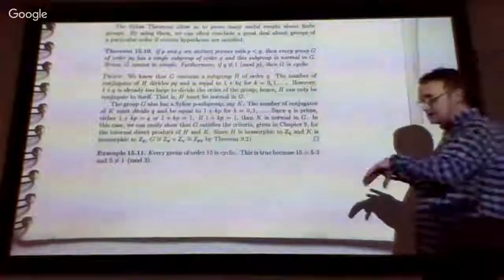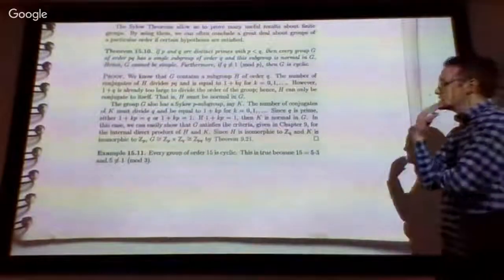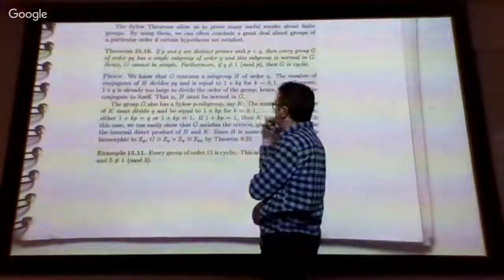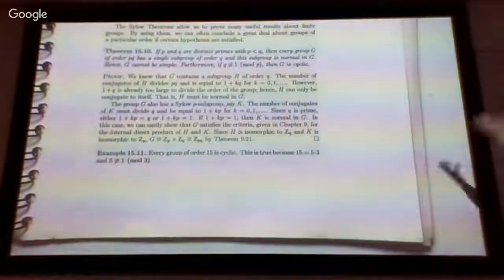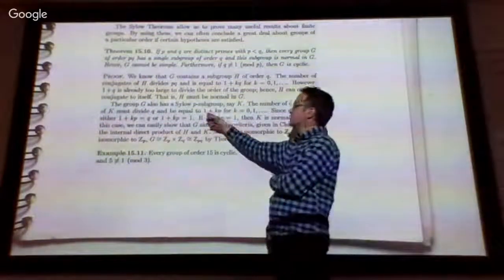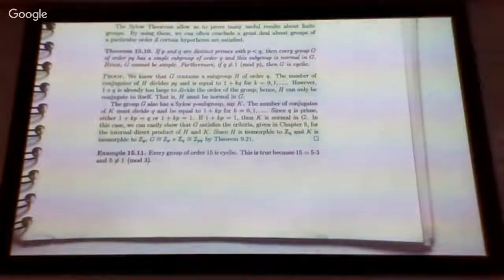Now, the other piece of information was to look at the Sylow p subgroups. Okay, so there's at least one of those. Again, the number of them must be congruent to 1 mod p. And it must divide the size of G.